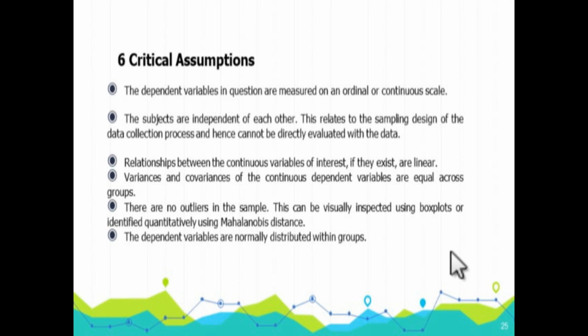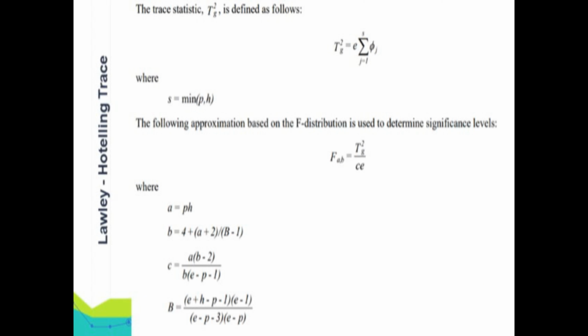Right? The last assumption is that the dependent variables are normally distributed within groups. In practice, it is common that this condition is not met, but Wilks' lambda is fairly robust to moderate violations of the normality assumption. Okay, let's proceed.